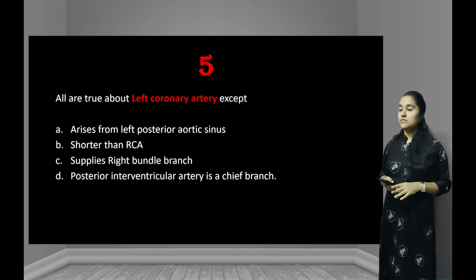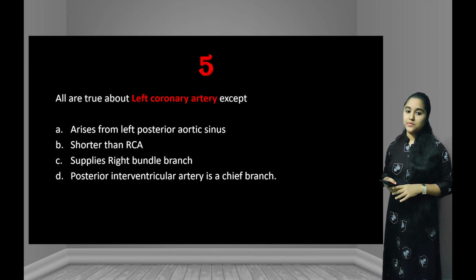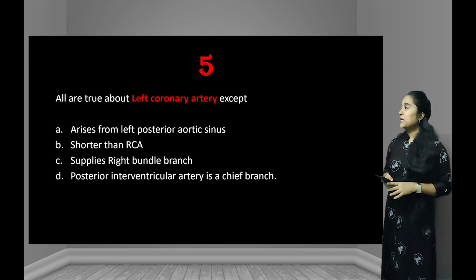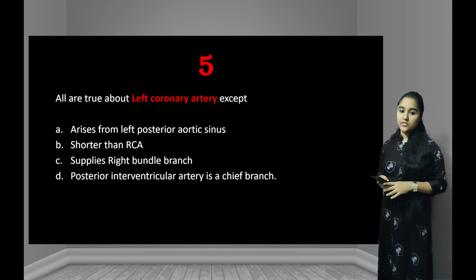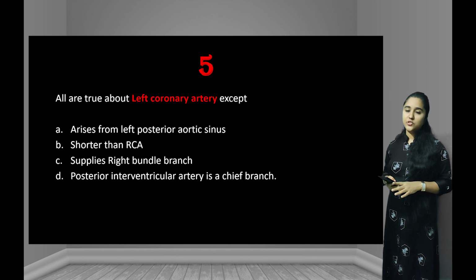that is the left coronary dominance is more dangerous. Next question. All are true about the left coronary artery except: A. It arises from the left posterior aortic sinus. B. It is shorter than right coronary artery. C. It supplies the right bundle branch. And D. Posterior interventricular artery is a chief branch.